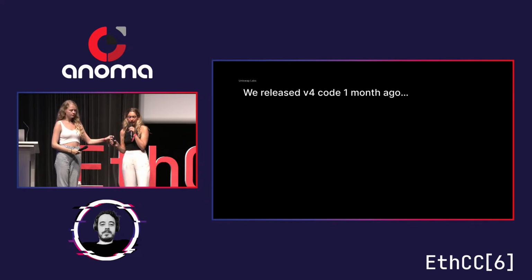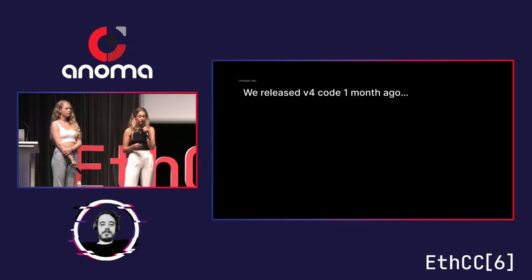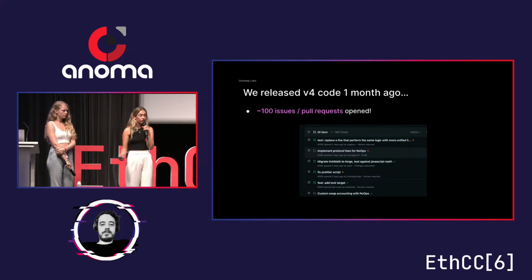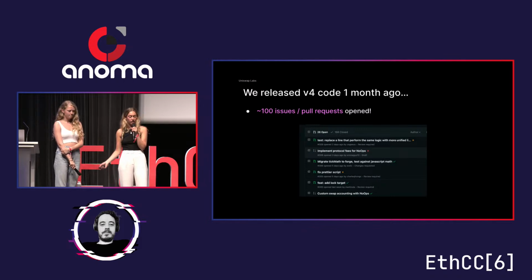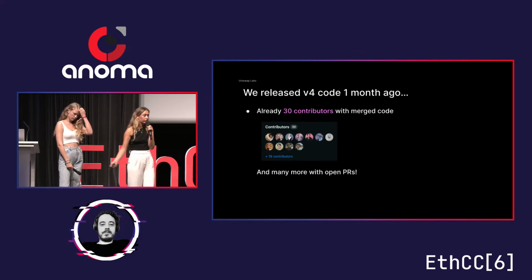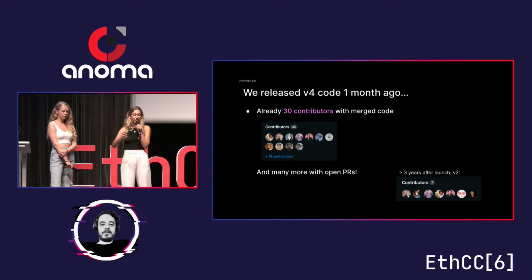Okay, just to go over a little bit of the timeline here. V4 is still in development. We released the code about 1 month ago. There's already been 100 issues and pull requests opened, which is really awesome to see. We've gotten some high quality contributions. What's also really cool to see is that there's already 30 contributors on the repo with merged code. And just as a comparison, V2 had 7. So really embracing this collaborative effort and pushing the next AMM forward.